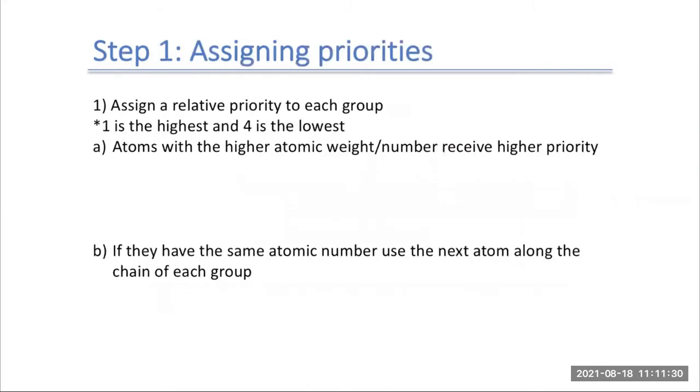So step 1, we want to assign the priorities. We want to figure out which one is the highest, we'll number that number 1, and which one is the lowest, we'll number that number 4. And so when we're assigning the relative priorities, first step is the atom with the higher atomic weight or number is a higher priority.